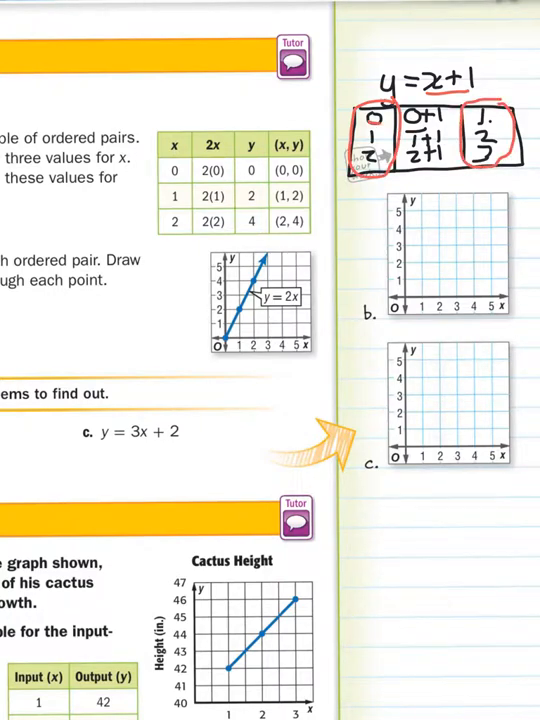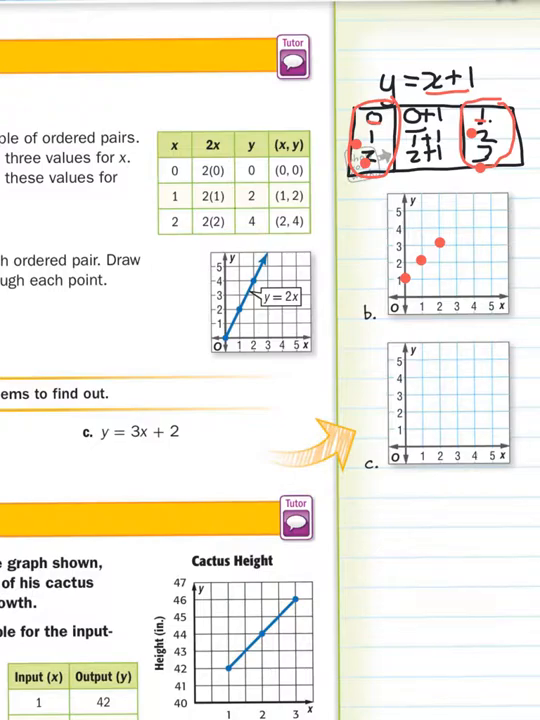So I have 0, 1, which I'm going to graph. Go over 0, up 1 will be right about there. Then I have 1, 2. So go over 1, up 2 should be right there. Then I have 2, 3. Go over 2, up 3 should be right there. So that is my graph. And it's in a straight line, so it's a linear graph.